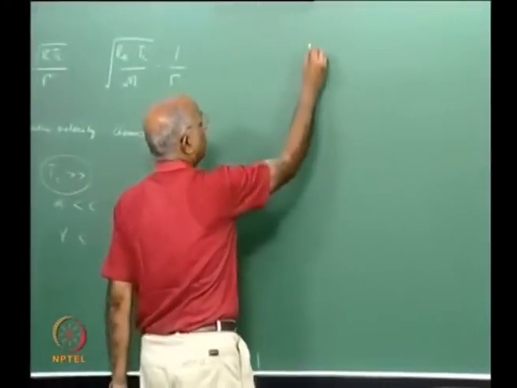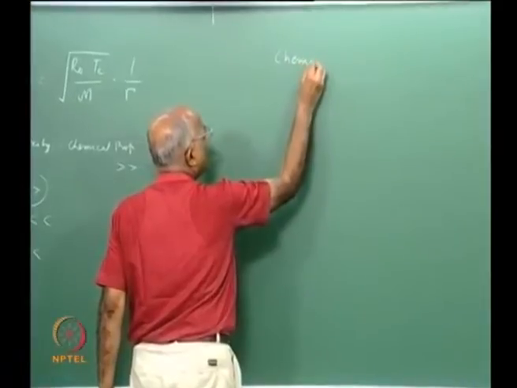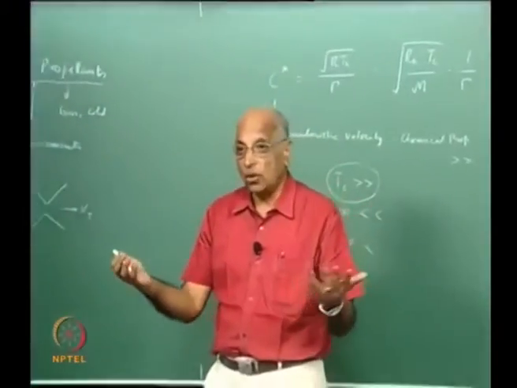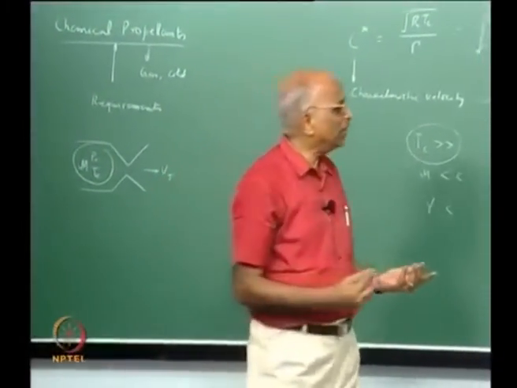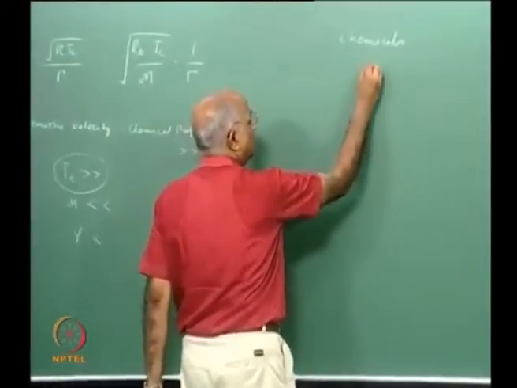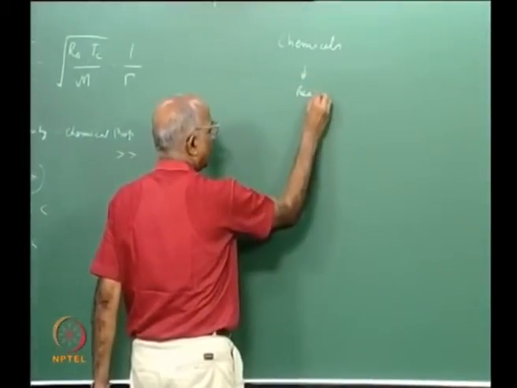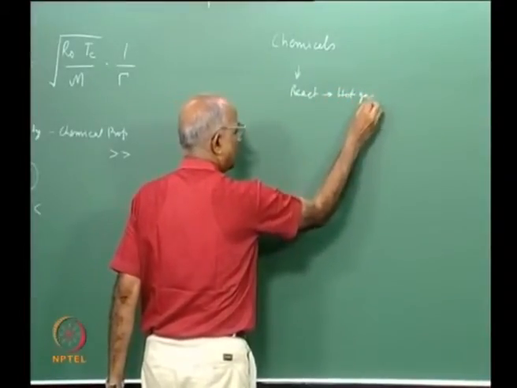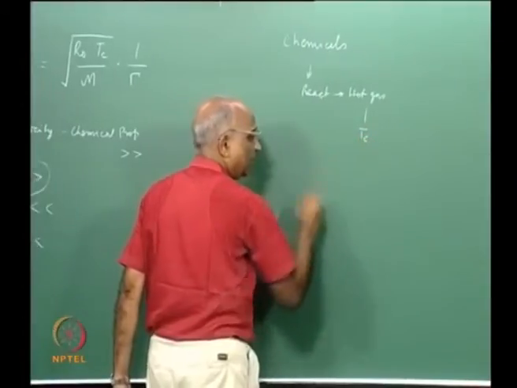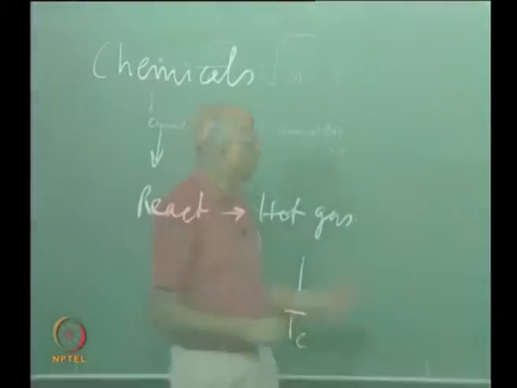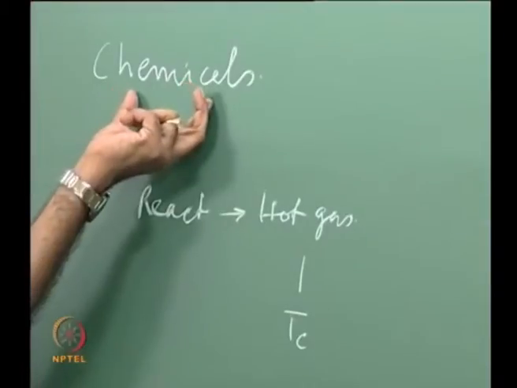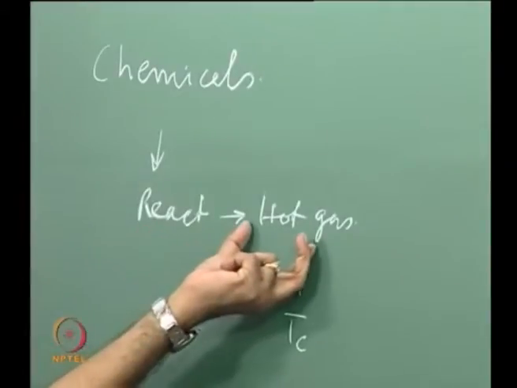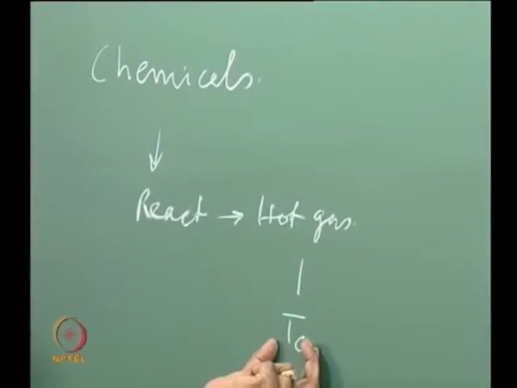If I have a chemical propellant, and now we must say I am talking of chemicals, there are a large number of chemicals available. I cannot use all these chemicals. And why do we use a chemical? Maybe I want the chemicals to react with each other and generate hot gases. Why hot gases? If I have hot gas, I could have Tc which could be a higher number. Therefore, basically I am looking at chemicals, because I am looking at chemical propellants, substances which could react, generate hot gases, and these hot gases could be at a high temperature.